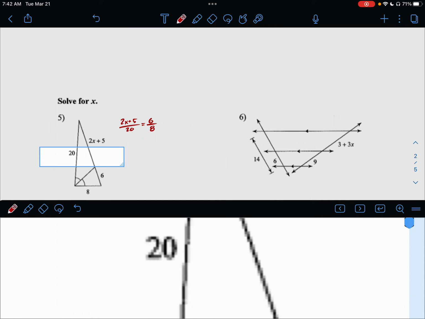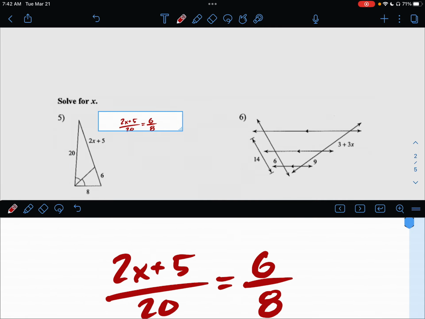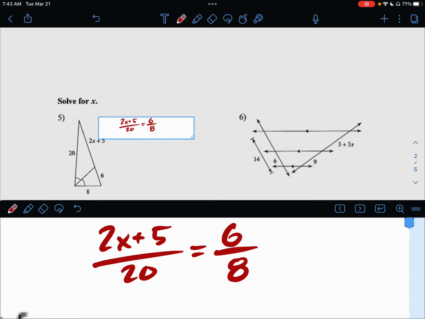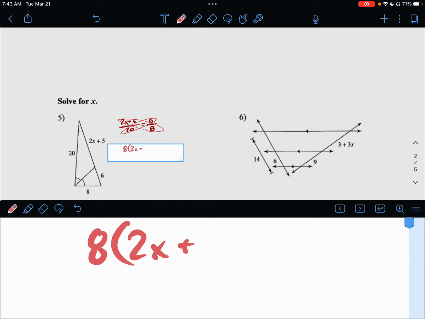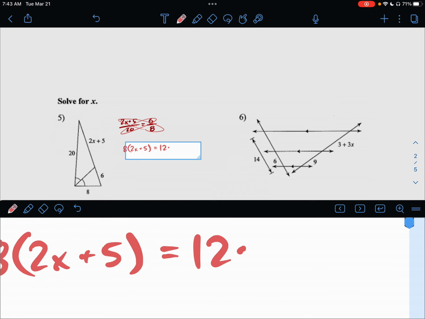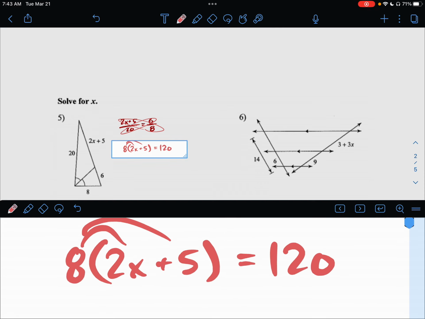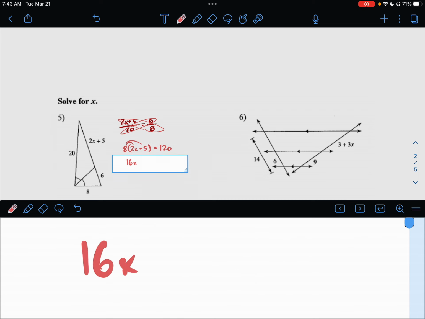This 2x plus 5 and the 6 are on the same side of that triangle, so they can both go in the top. And then the 20 and the 8 make up the entire side length, so they would go in the bottom together. From here, I can cross multiply to solve. So I have that 8 times the 2x plus 5 equals, let's see, 6 times 20 is 120. Distribute out this 8, so that gives me 16x plus 40 equals 120.